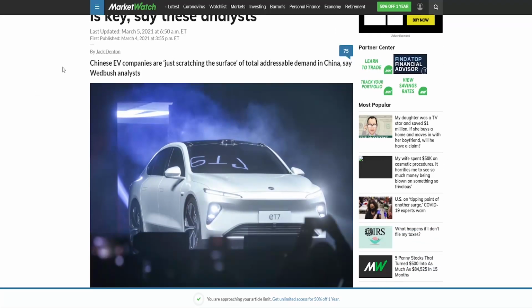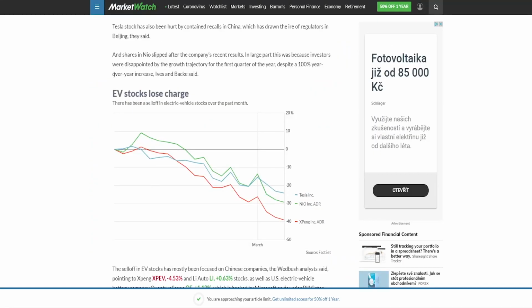They claim that the Chinese EV companies are just scratching the surface of total addressable demand in China, and I don't think he's too far away from the truth. It is very nicely shown how the companies sold off for the past month. As we can see, Xpeng leads with -40%, then NIO is behind with -30%, and Tesla with -25%.